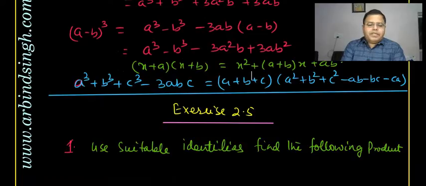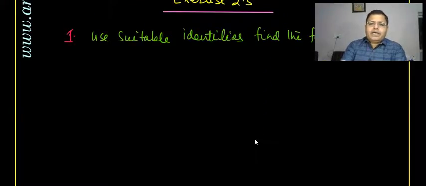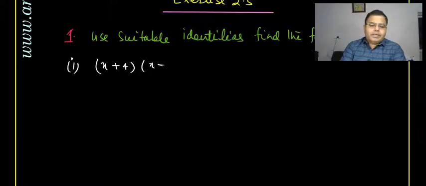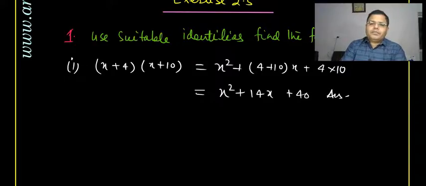So using these formulas, I'll refer to them also in between. The first question given here is (x plus 4)(x plus 10). So that is x square plus (4 plus 10) into x plus 4 into 10. That will be the product. So it will be x square plus 14x plus 40, and that is the answer of this question.